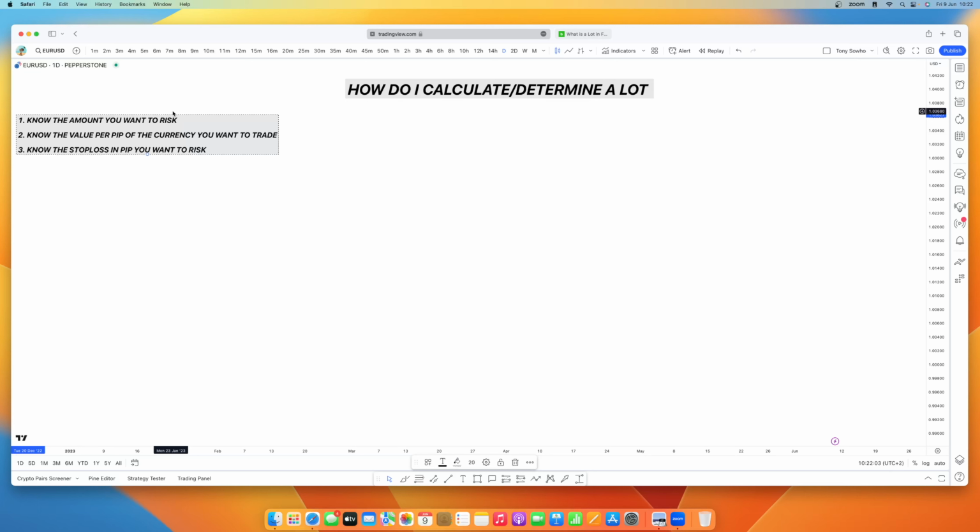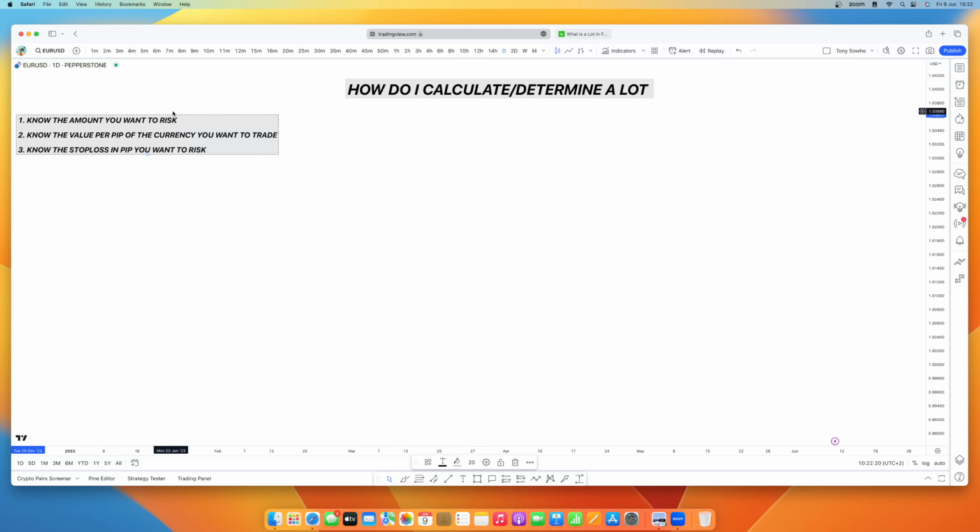So the lot is what will determine how much you're risking on a trade. But then you need to first know the amount you're risking. This is number one. Number two is know the value per pip of the currency you want to trade. Each of these currencies has its value per pip.